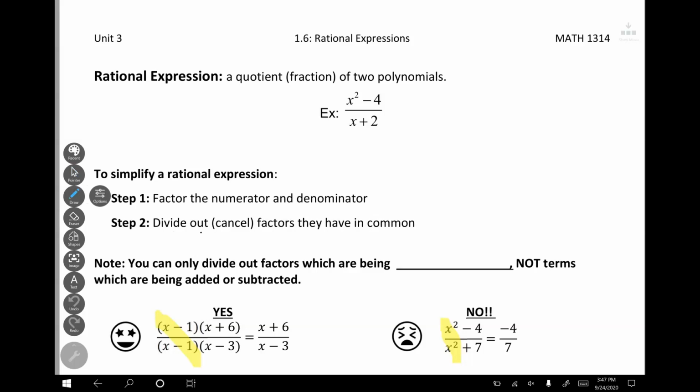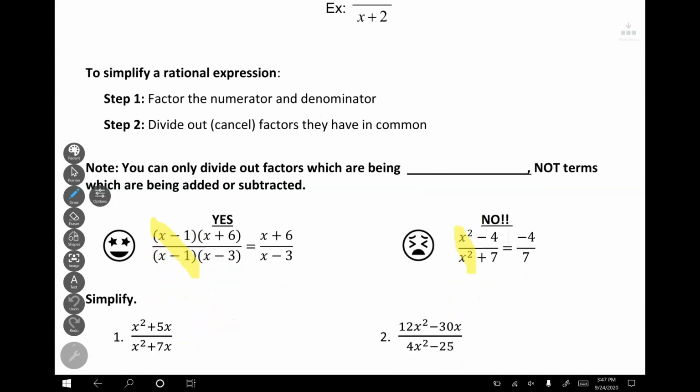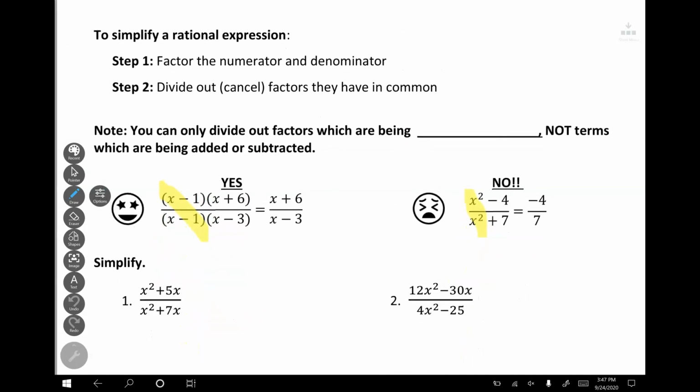Then you can divide out, you could say cancel, but divide out is a better way to say that. Divide out factors that they have in common. So let's see how that works here in a second. Note, you can only divide out factors which are being multiplied.